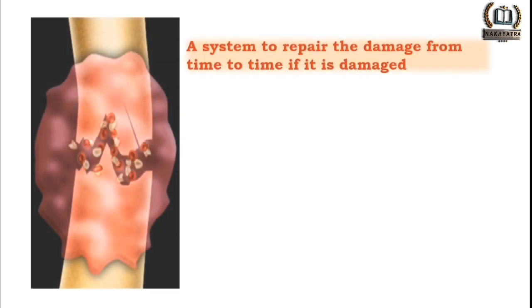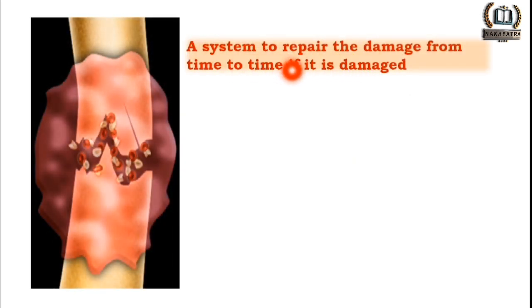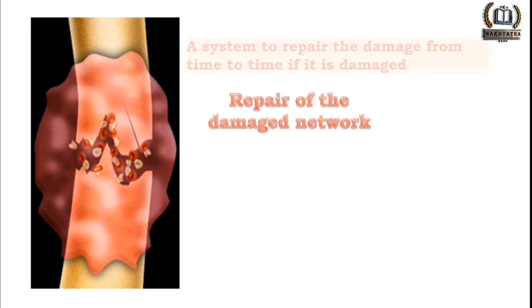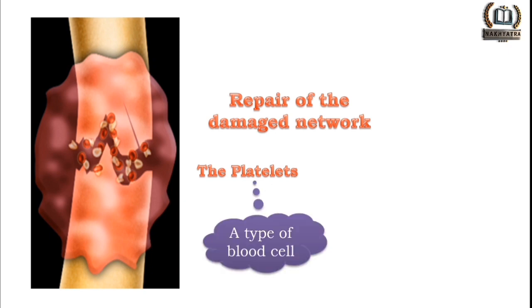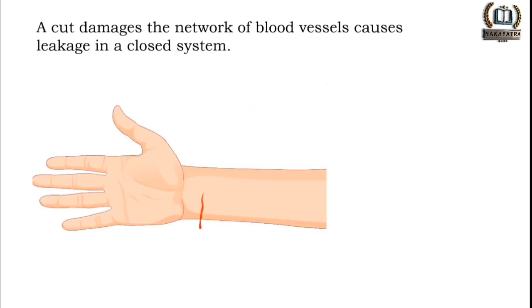Look here, a system is needed to repair the damage from time to time if it is damaged. So to repair the damaged network, it is done by the platelets. Basically, platelets are a type of blood cell.